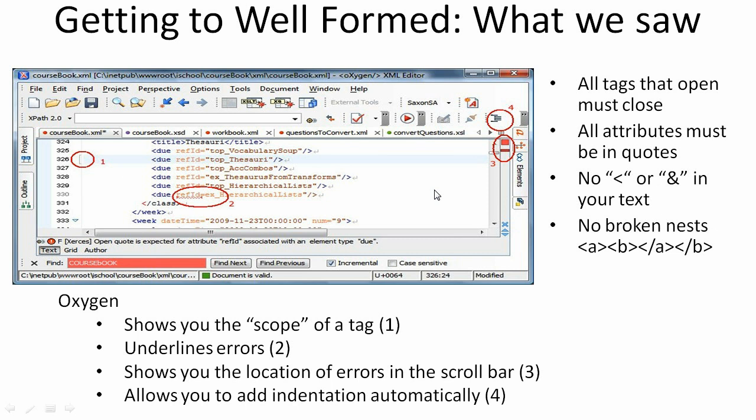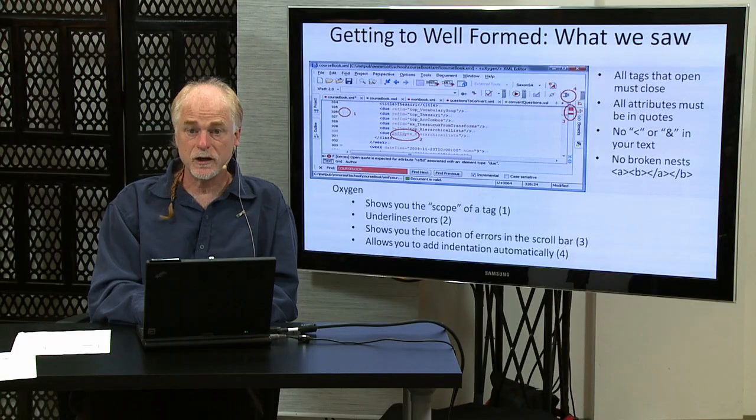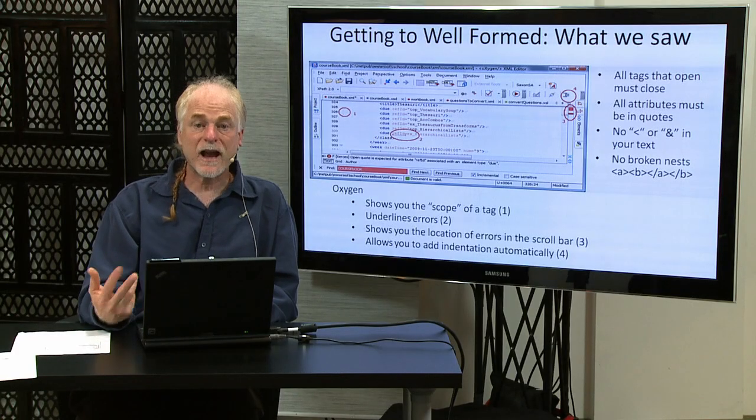Okay, so the way to get good at this is not to listen to me talk about it, but to get your hands dirty, open an instance, mess around with it, break it in different ways and see what happens and see what error messages Oxygen gives you, and then go from there. Practice is what it takes.